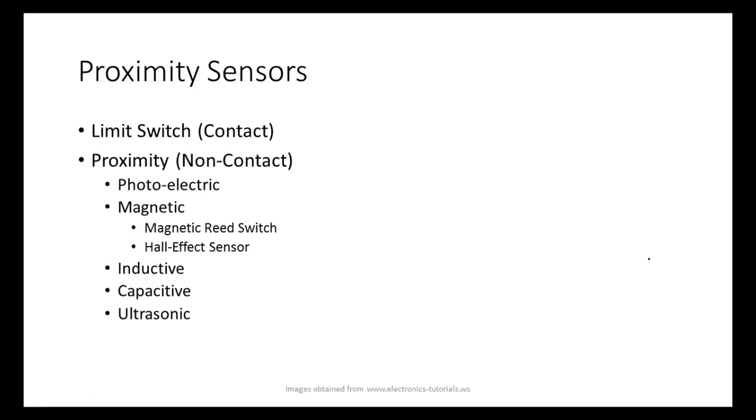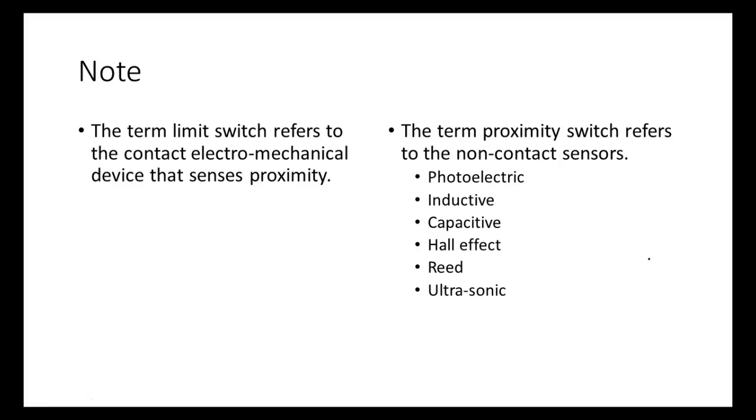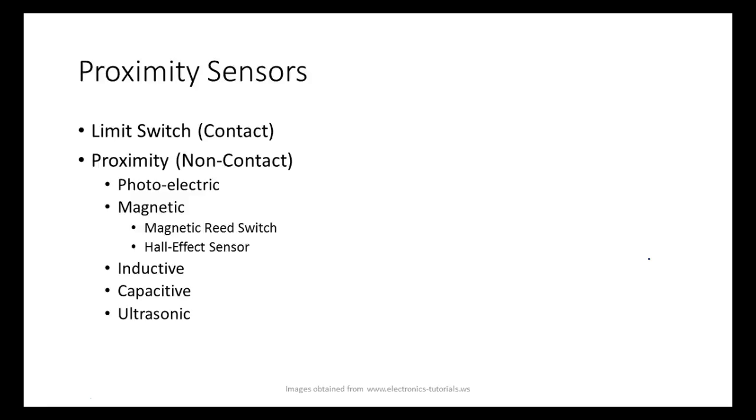Limit switches. These are contact sensors. You get the limit switches up there. Are you okay there? Yes? No? So these are actual mechanical devices. We run into them all over the place, even in modern systems. They're very cheap compared to electronic sensors. They do a really good job. Photoelectric sensors, magnetic sensors, inductive, capacitive, ultrasonic. We'll look at those.